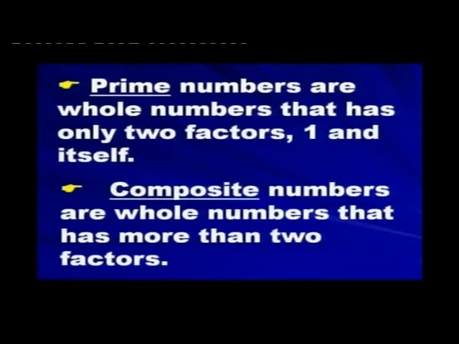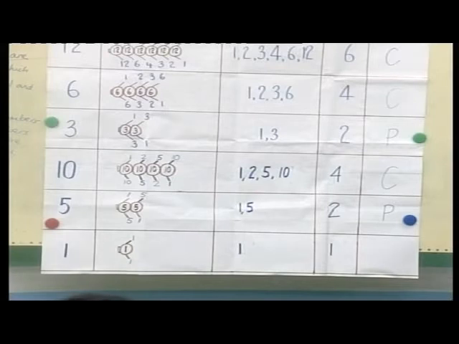Are we clear, receiving students and 6s? Yes. Okay, composite numbers are whole numbers which have more than 2 factors. So, whole numbers which have more than 2 factors are known as composite numbers. Now, which whole number did we not complete?